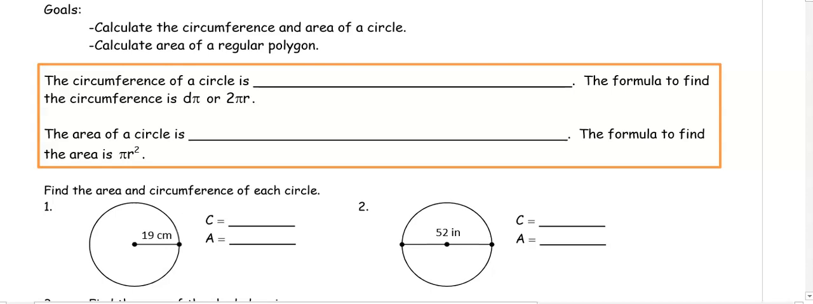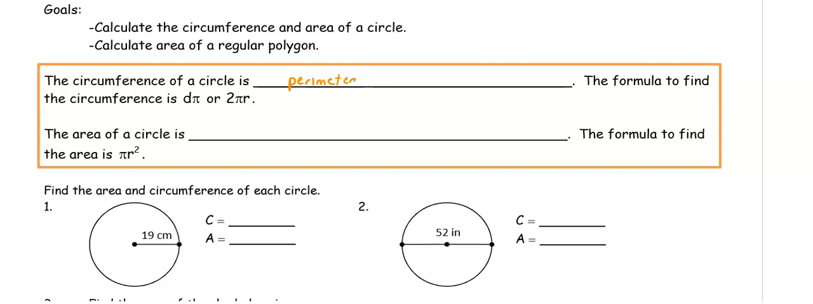This video is about calculating circumference and area of a circle and calculating the area of a regular polygon. So, circumference of a circle is the perimeter of our circle. The formula to find the circumference is d pi, which is diameter times pi, or 2 pi r, which is 2 times pi times the radius.